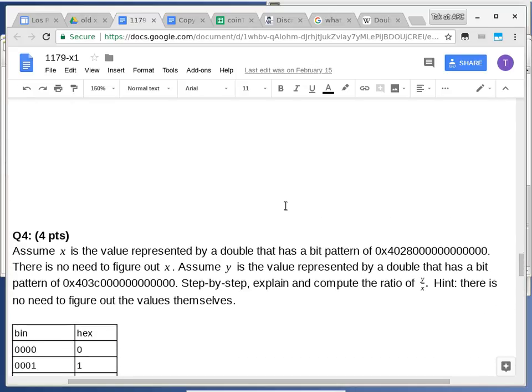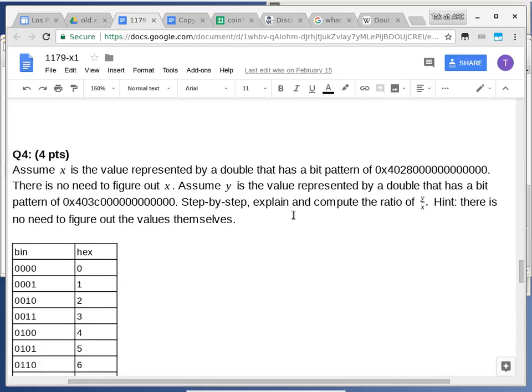Okay. Oh, I skipped this one. We have exactly the same kind of question. I give you the bit pattern representation, and I ask you what the value is. Do you guys want to work on this one? No? Okay.